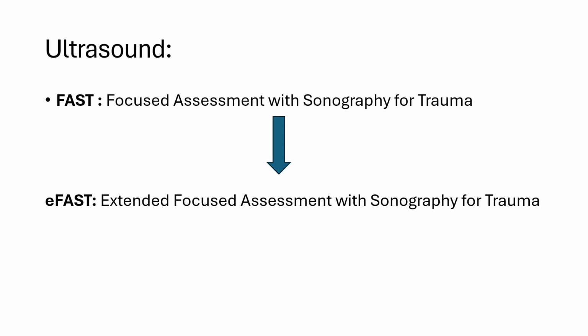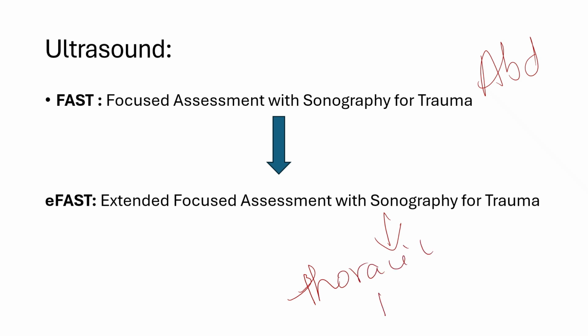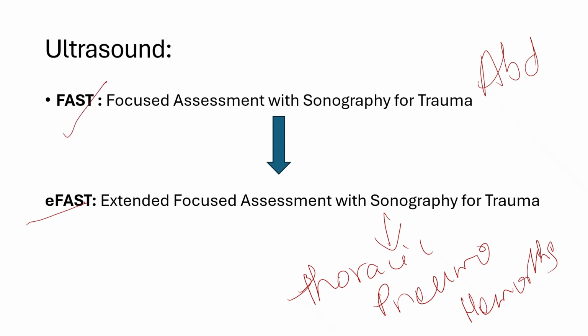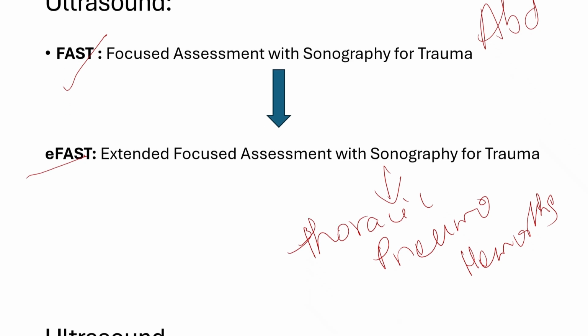In FAST we see the abdominal organs, whereas in EFAST thoracic abnormalities are also included, like pneumothorax and hemothorax. So this is called EFAST, whereas FAST is only done for abdominal trauma: hemoperitoneum, pneumoperitoneum and solid organ injury. In EFAST, the thoracic pathology or thoracic trauma is also included.